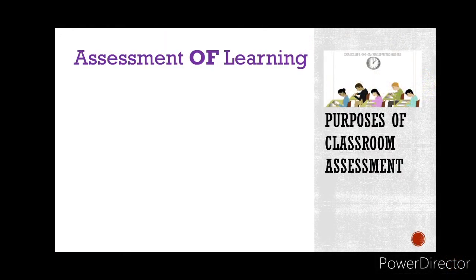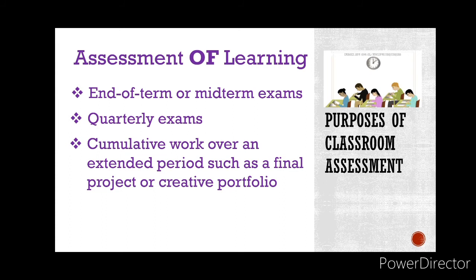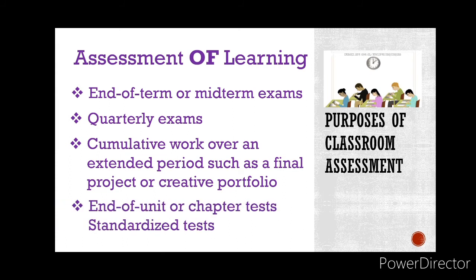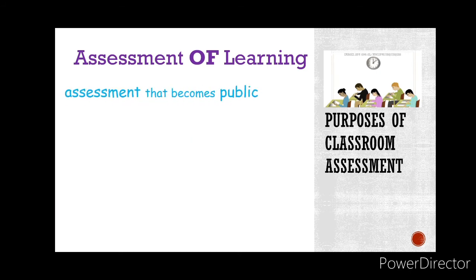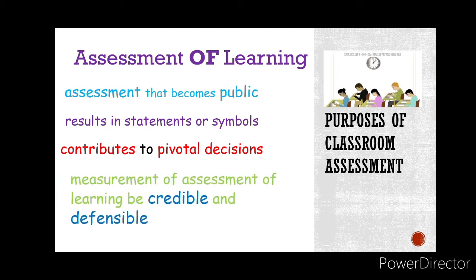Here are some examples of summative assessment: end of term or midterm exams, quarterly exams, cumulative work over an extended period such as a final project or creative portfolio, end of unit or chapter tests, and standardized tests. Assessment of learning is the assessment that becomes public and results in statements or symbols about how well students are learning. It often contributes to pivotal decisions that will affect students' futures. It is important, then, that the underlying logic and measurement of assessment of learning be credible and defensible.